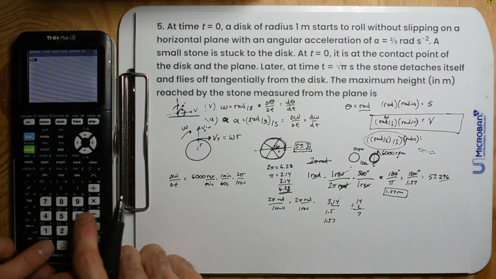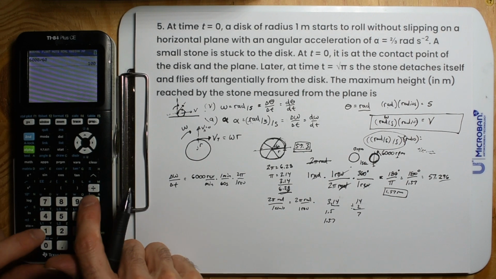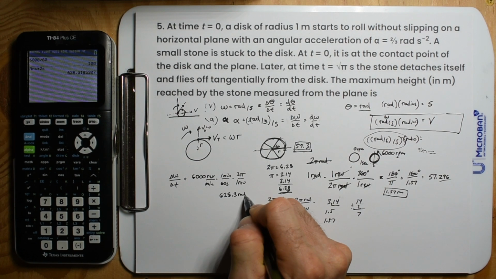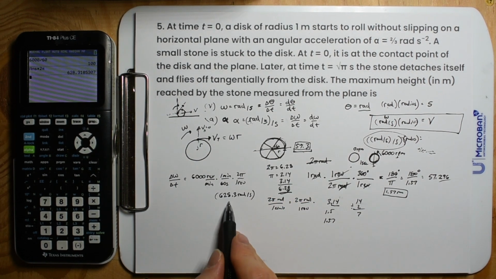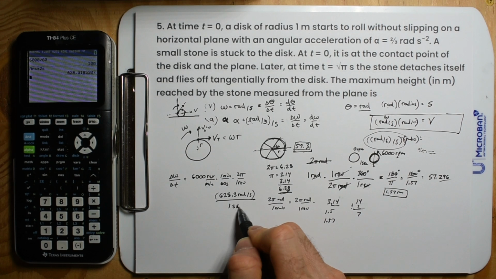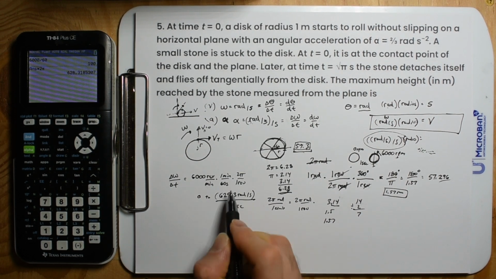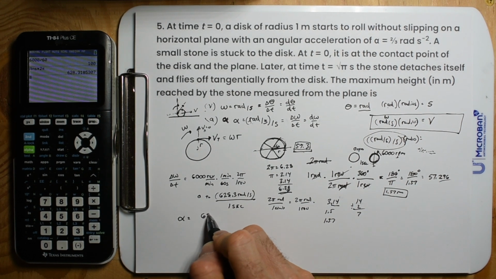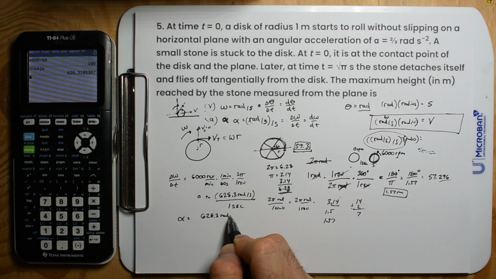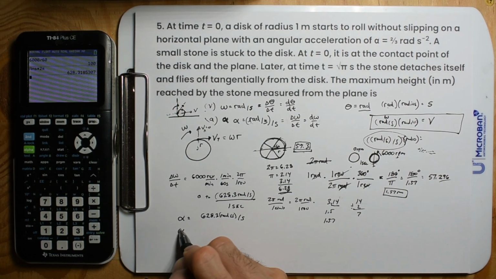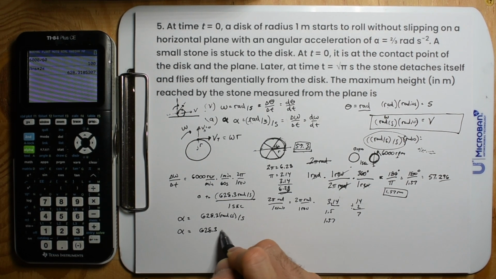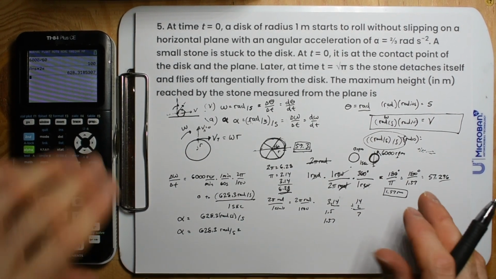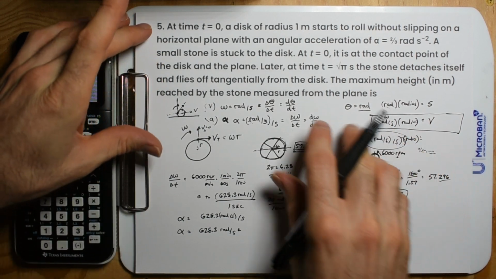Okay, so let's do this one again. 6,000 divided by 60 times 2 pi, and we're going 628.3 radians per second. And we're doing that in 1 second, going from 0 to 628.3 radians per second. So the angular acceleration is 628.3 radians per second, or written as 628.3 radians per second squared. Now I think we're fully prepared to do this.